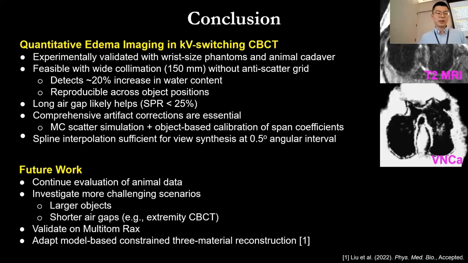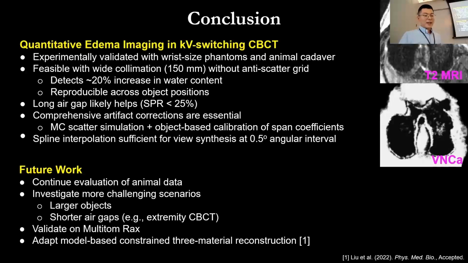So for the future work, like I just mentioned earlier, we're doing more experiments on the animal data to remove more of the false positive signals. And we're also studying more challenging cases, such as a larger object and with even shorter air gaps, such as the Extremity CBCT scanner. This scanner is actually interesting. You guys might see it in the tour tomorrow, actually. Some of my colleagues will definitely show you a different version of it.